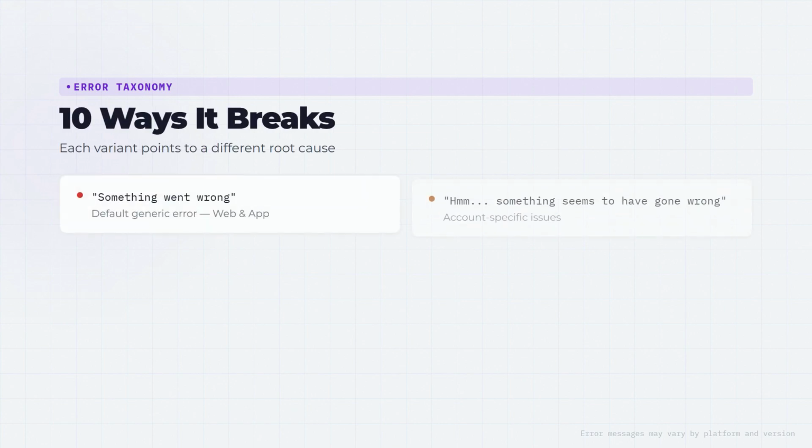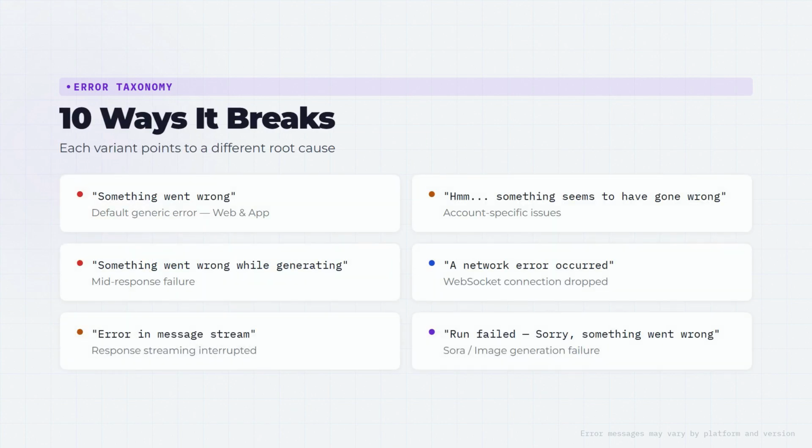Let us start with the different ways this error shows up. The most common one is the generic "something went wrong" message. Then there is the variant, which usually points to account issues. The network error means your WebSocket connection has dropped. The stream error indicates the response was interrupted mid-generation. And the run failed message appears when Sora or image generation fails. Each variant points to a completely different root cause.